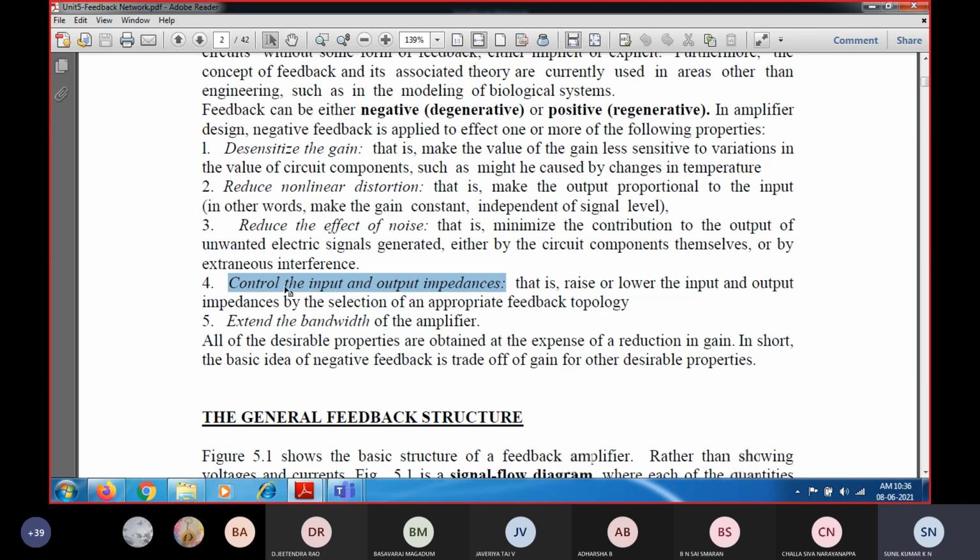So on employing negative feedback, it is going to increase the input impedance. So for an open loop amplifier, what will be the impedance?